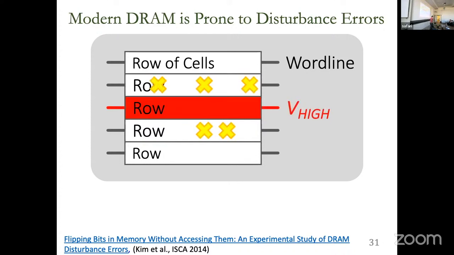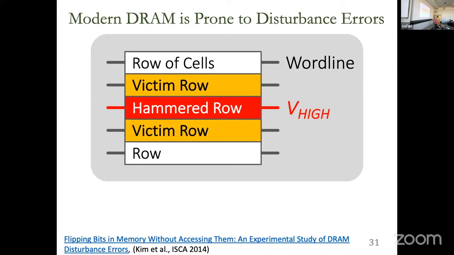But we see that you get bit flips in physically adjacent rows, meaning some cells in physically adjacent rows that are vulnerable to RowHammer flip. They lose their charge. And this clearly should not happen, right? Because you're not doing anything to those cells. You're not even writing to memory. So you should really not be changing anything in memory. So we call this the hammered row. We call these the victim rows.